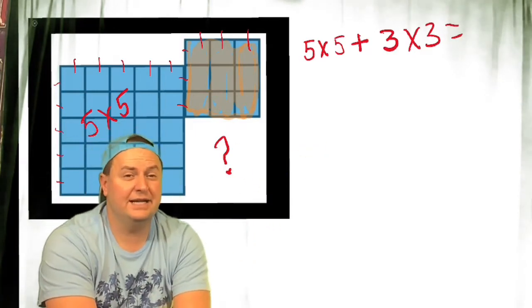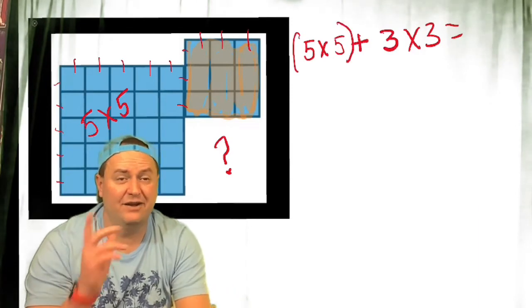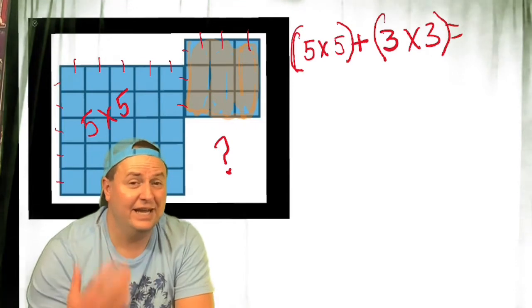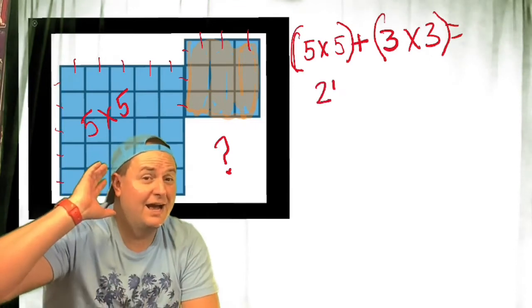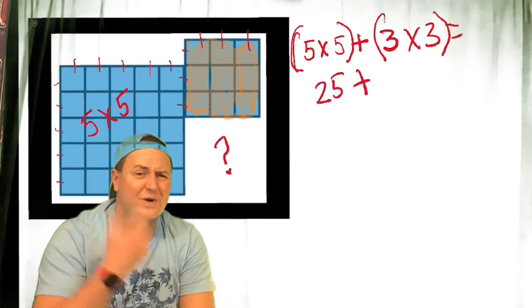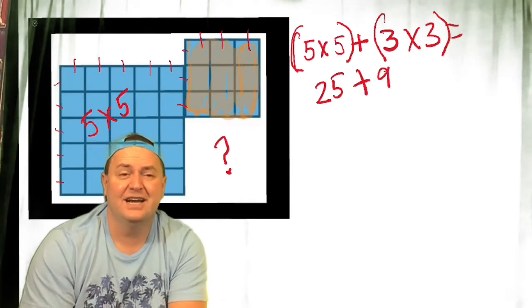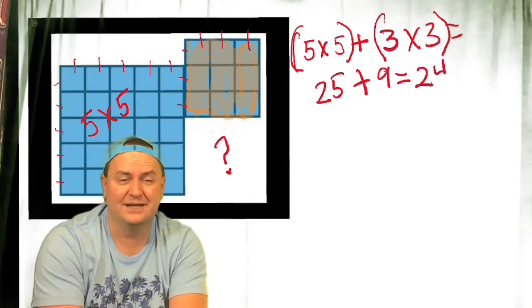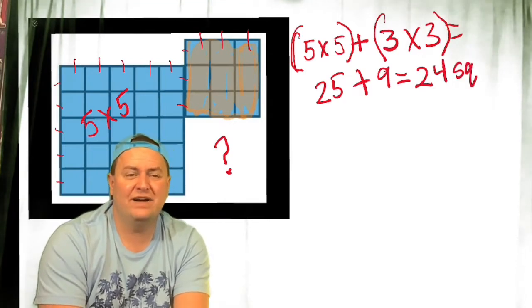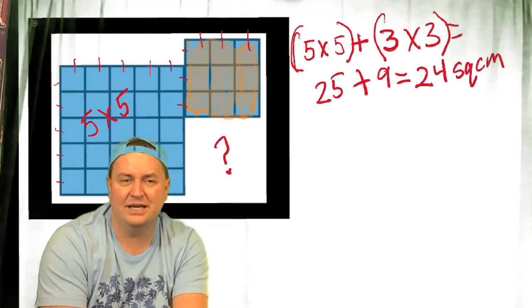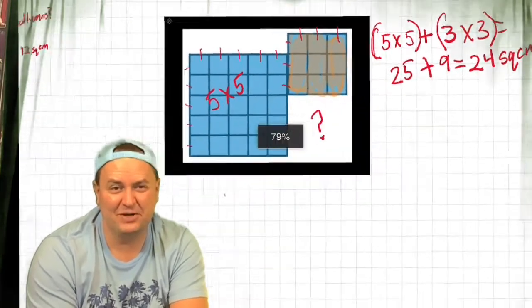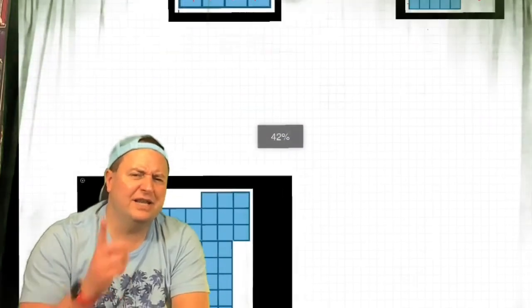So let's try that again. Everybody, you ready? 5 times 5 is, together, 25. Very good. And then we know 3 times 3 is 9. So we add those together, 25 plus 9 equals 34 square centimeters. Pretty cool, right? All right, you're going to try this one on your own.